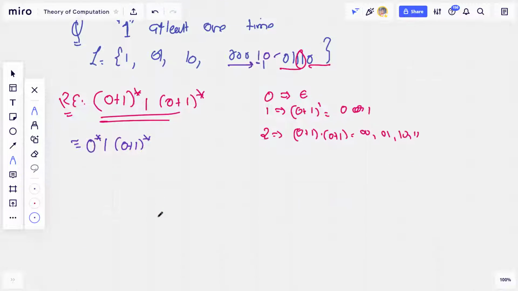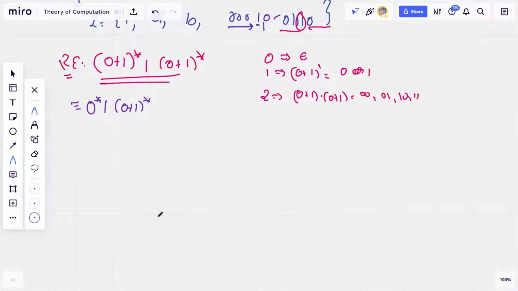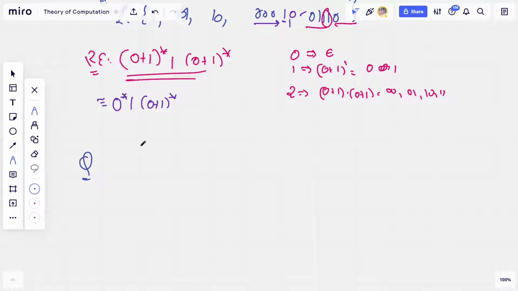Alright, one more question then. Consider the set of strings which contains at most one 1. So it should have only one 1 at most. What is this language? Does it contain epsilon? Yeah, it contains epsilon.